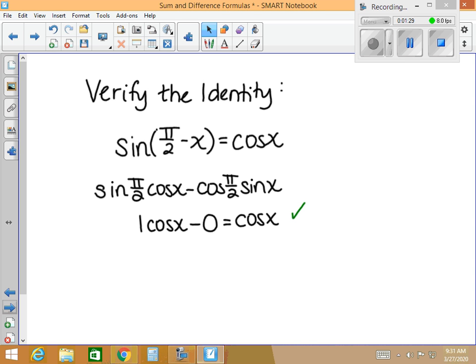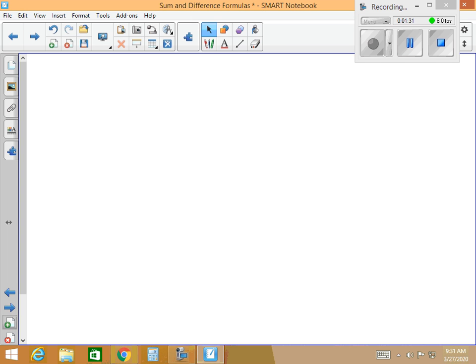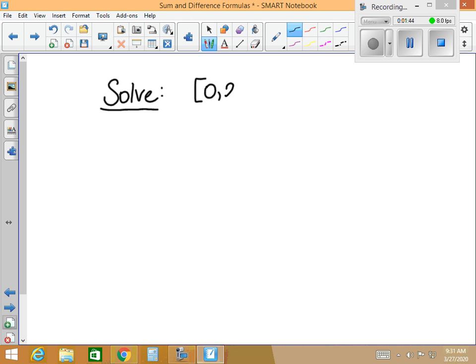If we want to solve equations, we want to solve for x, and let's just find all of the solutions on the interval from 0 to 2 pi. Okay, when we get to the next section, we'll talk about all of the infinite number of them again, but let's just narrow it down to 0 to 2 pi and find those solutions.